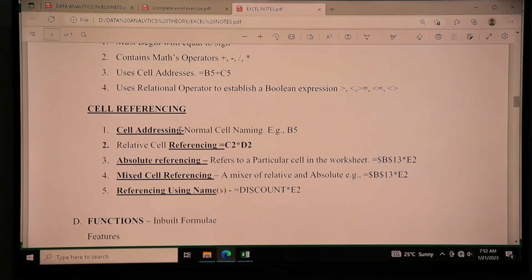So you reference formulas. And we have those 5 techniques. The first one is actually the normal way in which Excel reference cells. We call it the cell addressing. That is the normal way in which we name cell. That is one of the first referencing technique.